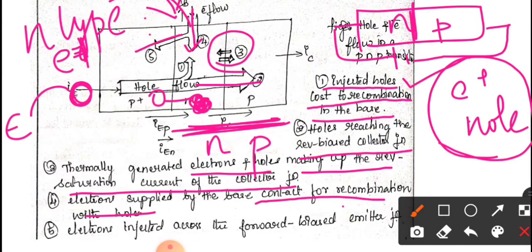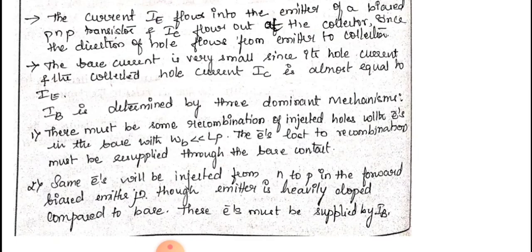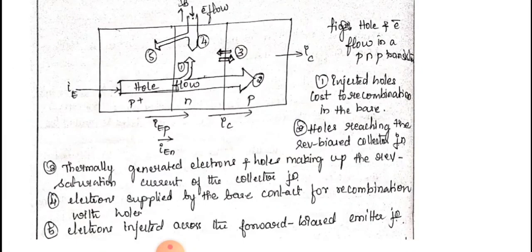And next one, the fifth component. What is the fifth component? Electrons injected across the forward biased emitter junction. Here some of the electrons in this region will be injected towards the P-type material, right? So electrons injected across the forward biased emitter junction, that is the fifth component. So that has been marked here. Five components, so go through these individually.